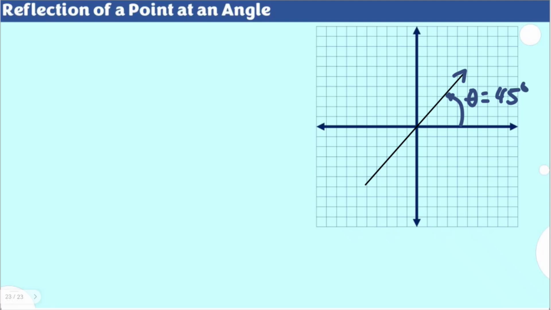In short, if we have a certain point somewhere here, and if we're going to reflect it along the angle of 45 degrees, it would be somewhere here, because this is its reflection along this line.